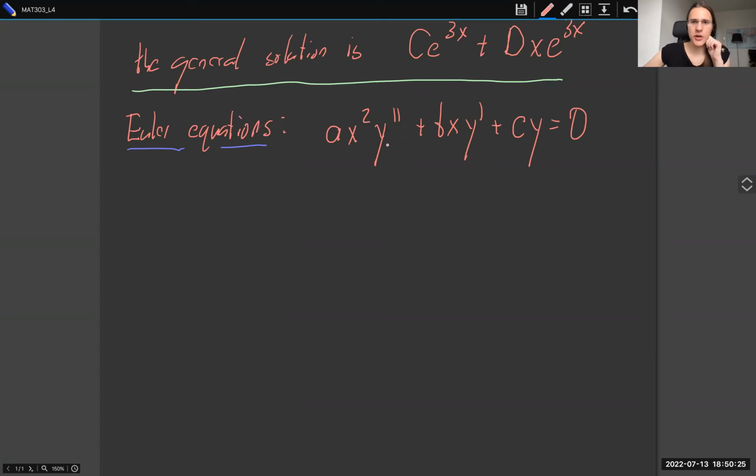And so there's a trick for solving these. What you do is you consider the expression x y prime, and you consider differentiating this. And so what do you get if you differentiate this?